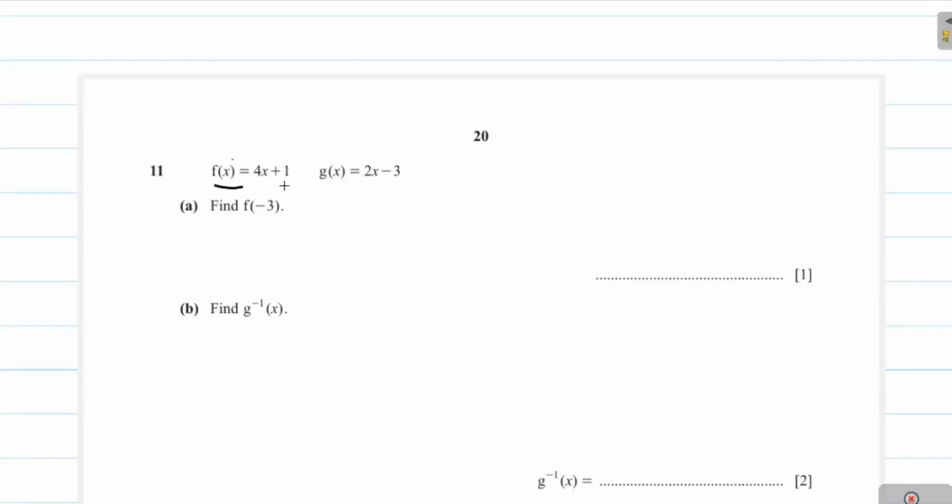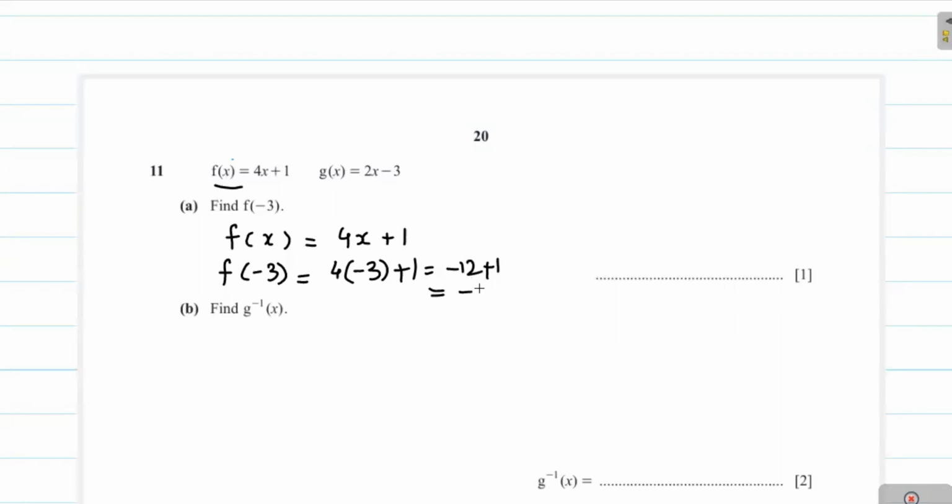Question number 11, f of x equal to 4x plus 1, g of x equal to 2x minus 3. Find f of minus 3. You see here the f of x equal to 4x plus 1. Now f of minus 3, we replace x by minus 3. Therefore, the right side becomes 4 into minus 3 plus 1. And this will be equal to minus 12 plus 1. And this is minus 11. And this is the answer.